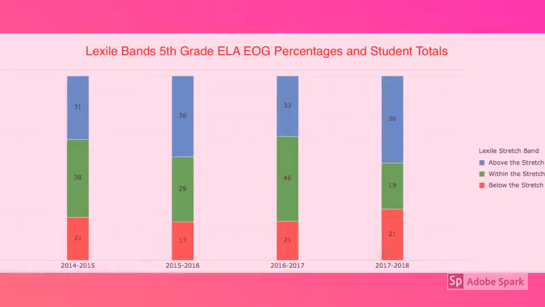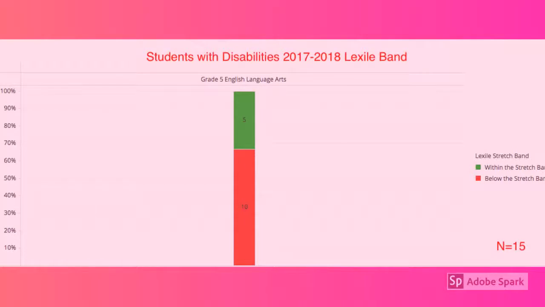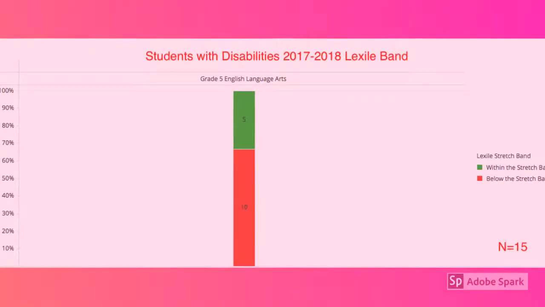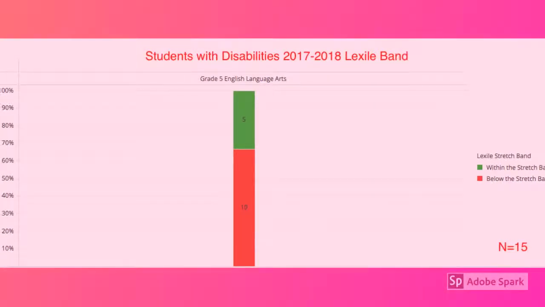When we drill down even further into that 21 representation of students in 2017-2018 who did not meet the Lexile band or are below the Lexile band, we find that 15 of those students represented are students with disabilities. And of those 15 students that are represented, half of them are below the stretch band.